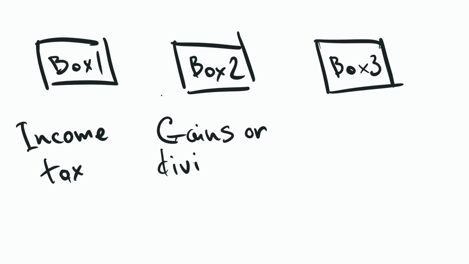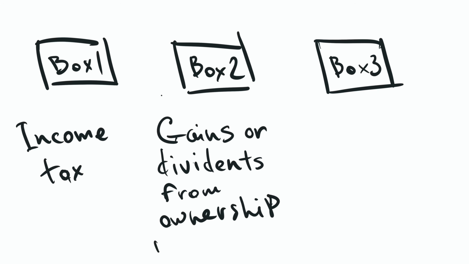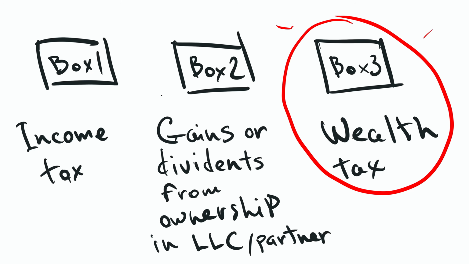Box 2 is quite rare for regular people. It's a tax for substantial ownership in a limited company or partnership. So it's taxes on your gains or dividends. And finally, box 3, which we're discussing today, is taxes on your wealth. Things like savings and investments. Let's take a look in detail at what exactly box 3 is taxing. And stick around until the end of the video, because I will be telling you how this taxation system is changing and quite soon it will be working differently.